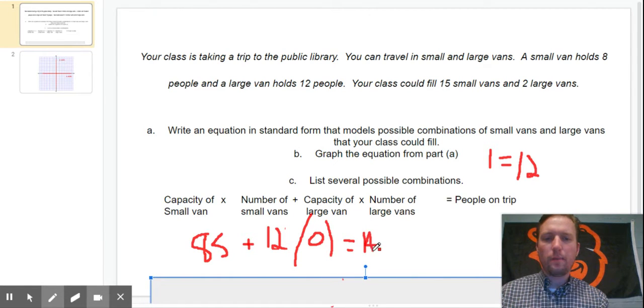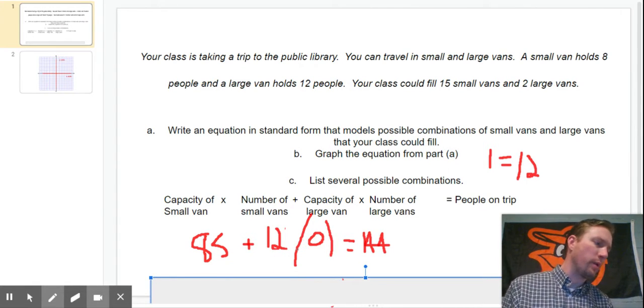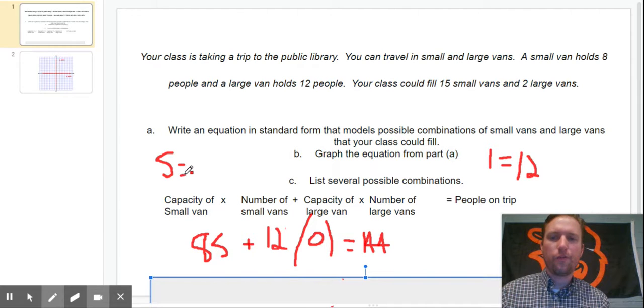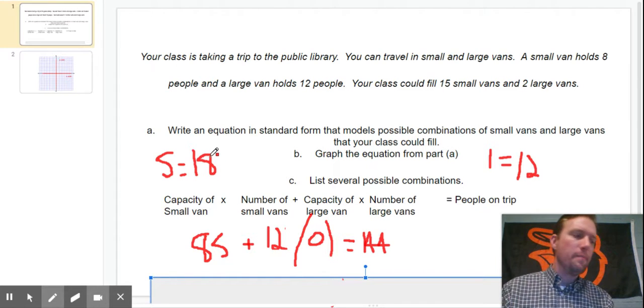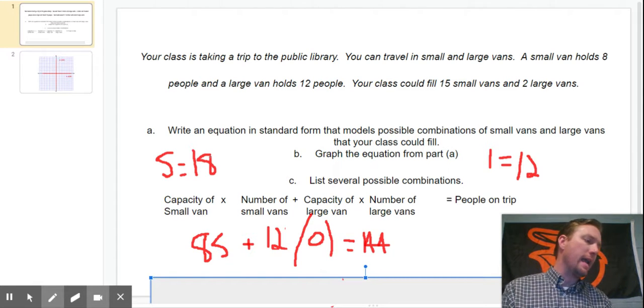Now, what I'm going to do, again, 12 times 0 is 0. So it really is 144 divided by 8. And what that leaves us with is S equals 144 divided by 8, which gives us, that's right, 18. So now L is going to be the value of 12, and S is the value of 18. So we can plot these points.